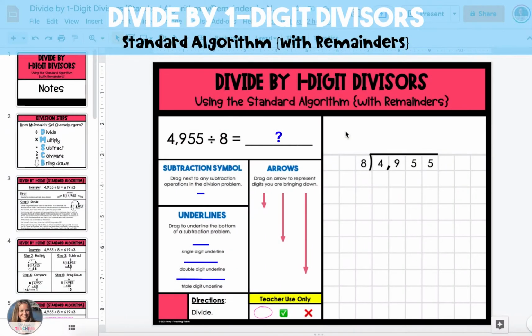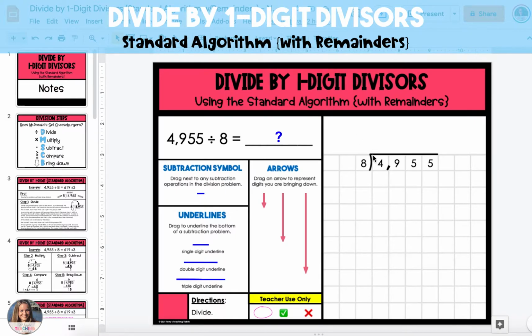In this video, I'm going to show you how to divide whole numbers using the standard algorithm with remainders. In this example, we're dividing 4,955 by 8. Remember to use the steps for division: divide, multiply, subtract, compare, bring down.